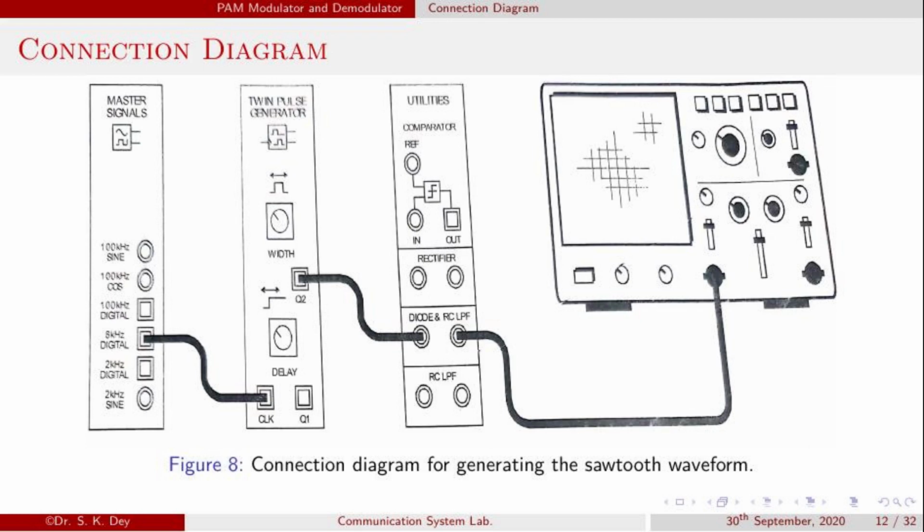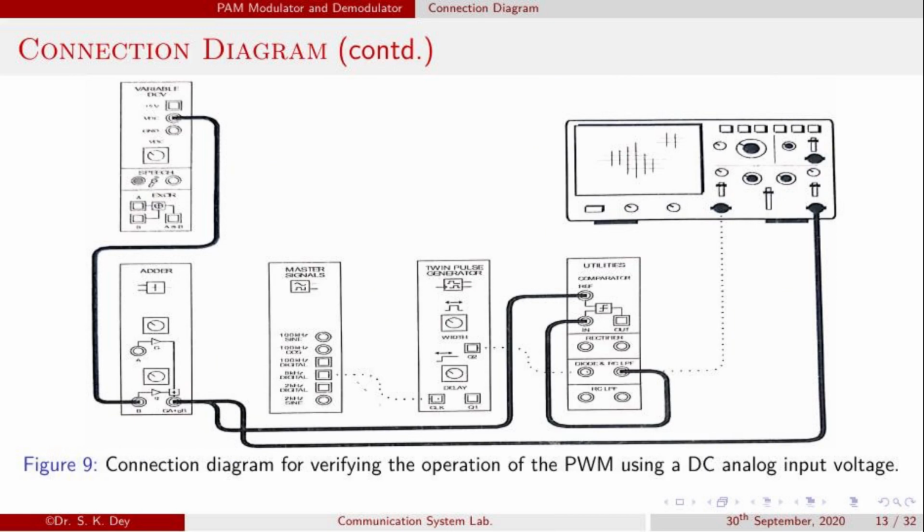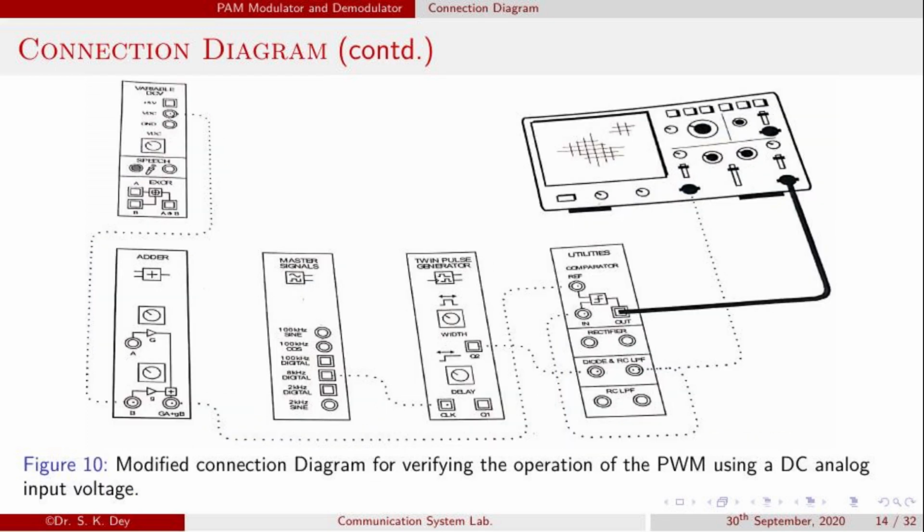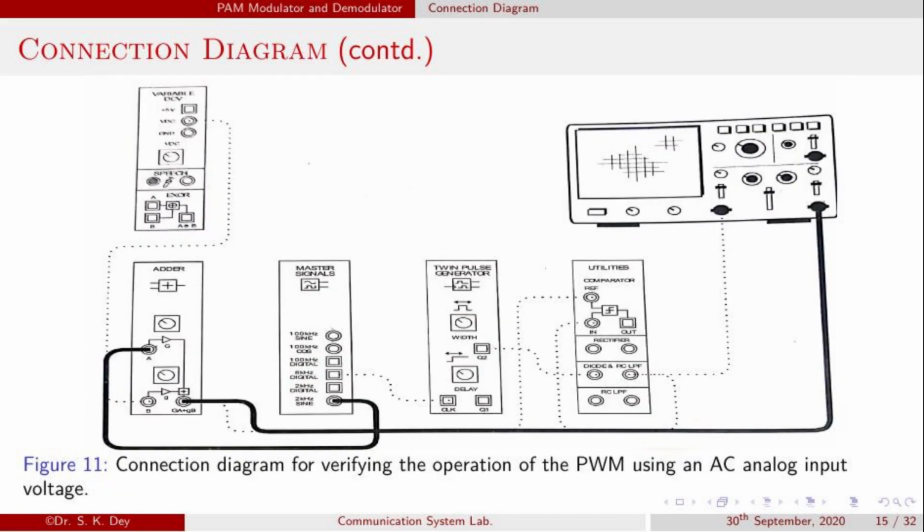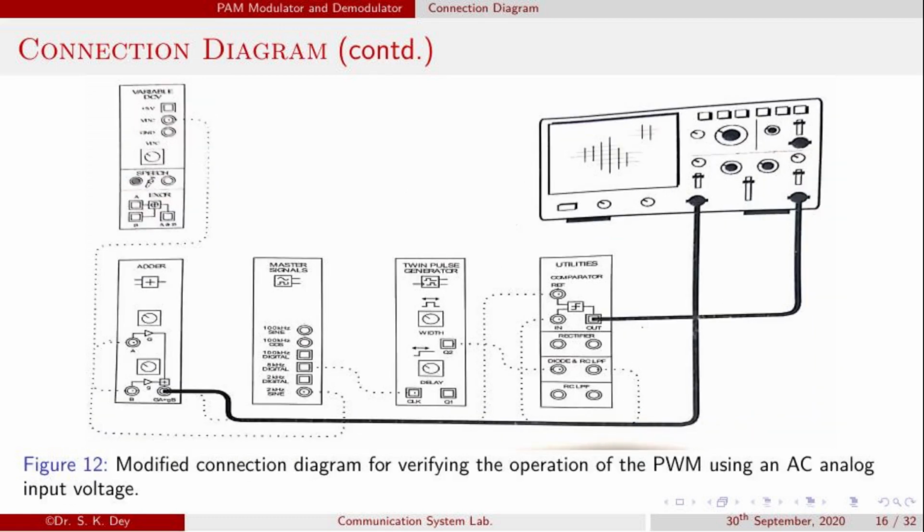So this is the connection diagram for generating the sawtooth waveform. This is the connection diagram for verifying the operation of the PWM using a DC input voltage. This is the connection diagram. This is the modified connection diagram for verifying the operation of PWM using a DC input. This is the connection diagram for verifying the operation of PWM using an AC analog input signal. This is the modified connection diagram for verifying the operation of PWM using an AC analog signal.